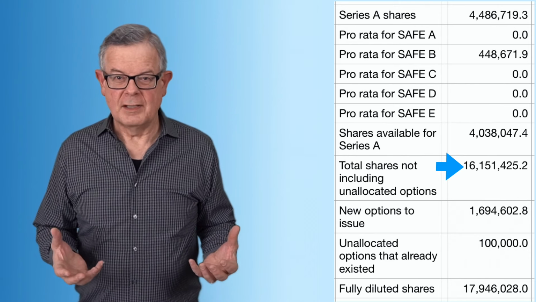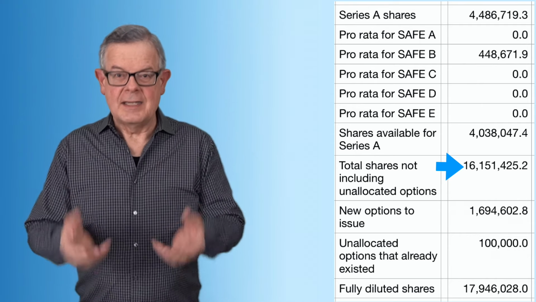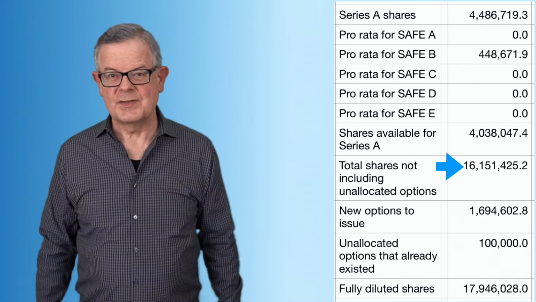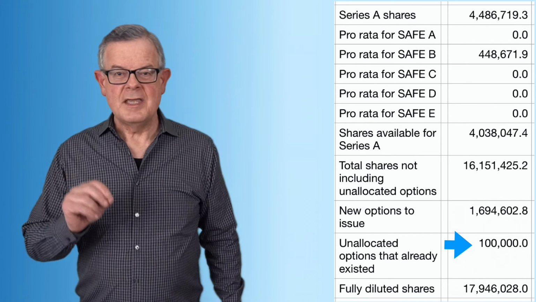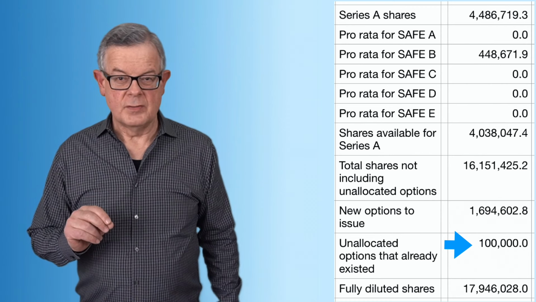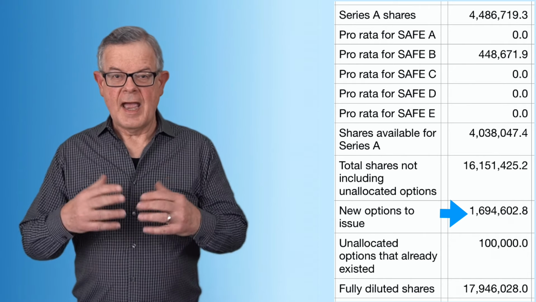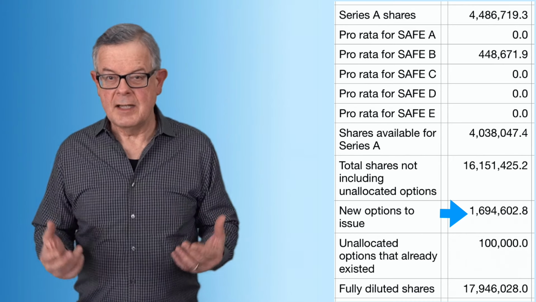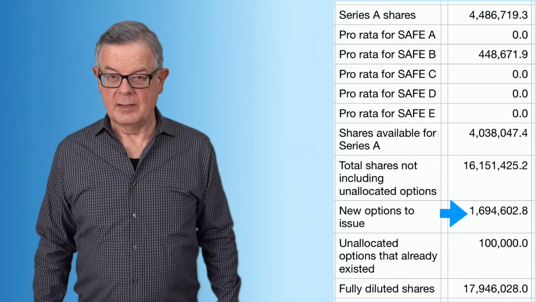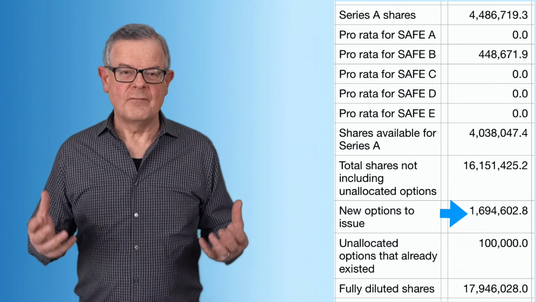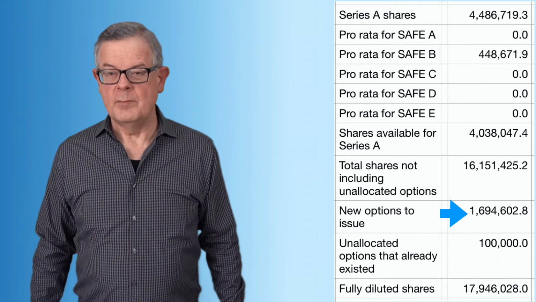Well, again, we've done this calculation before. The number is 10%, so you take 1 minus that 10%, or 0.9, and divide that into 16.1 million. Subtract out the 16.1 number, and 100,000 shares of uncommitted options. Keep in mind that there were already 100,000 shares of uncommitted options available. That tells you how many new options you'll have to issue. After issuing those 1.69 million new shares, there'll be more like 1.79 million shares actually available for the option pool. And that finally gets us to our fully diluted number after the Series A of just over 17.9 million shares.